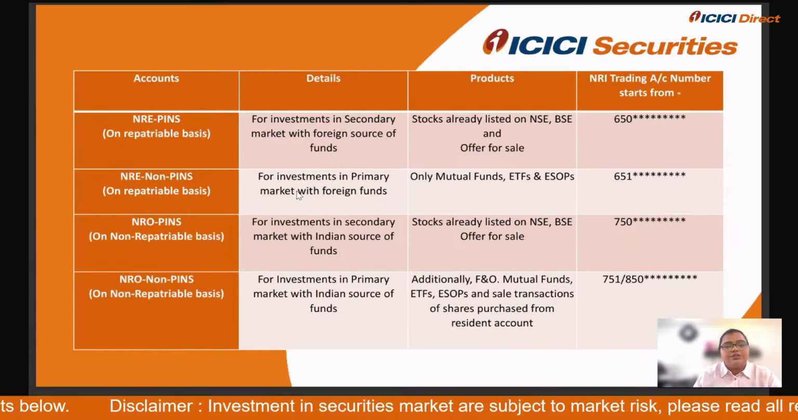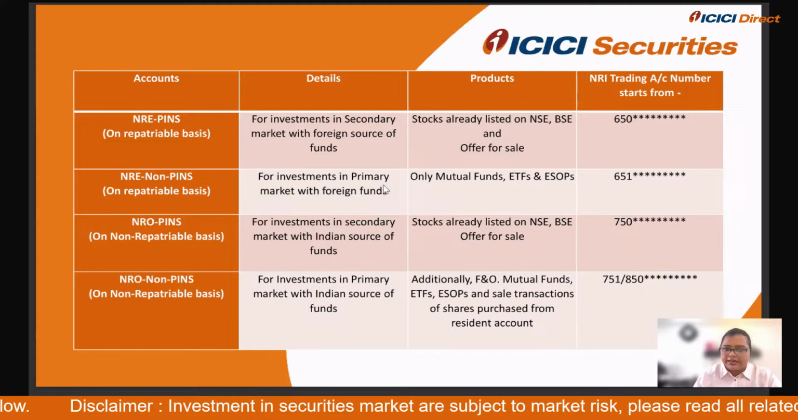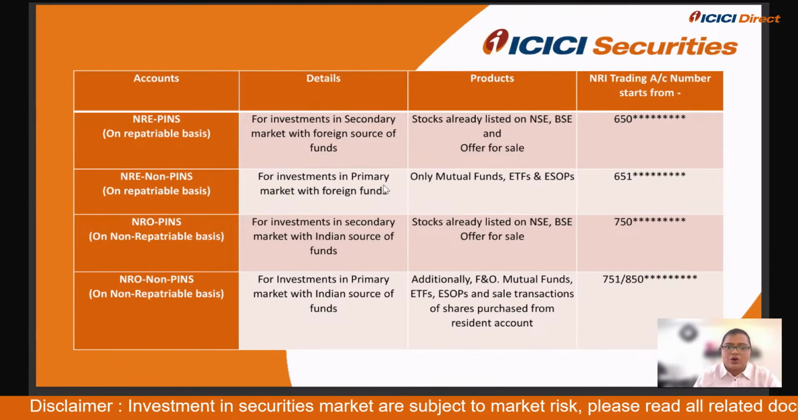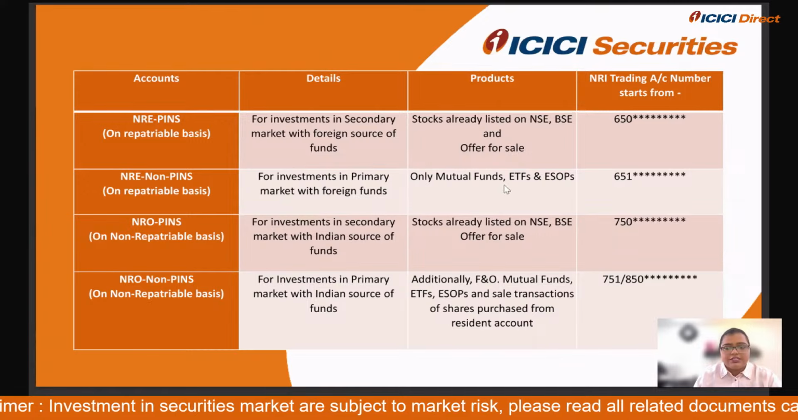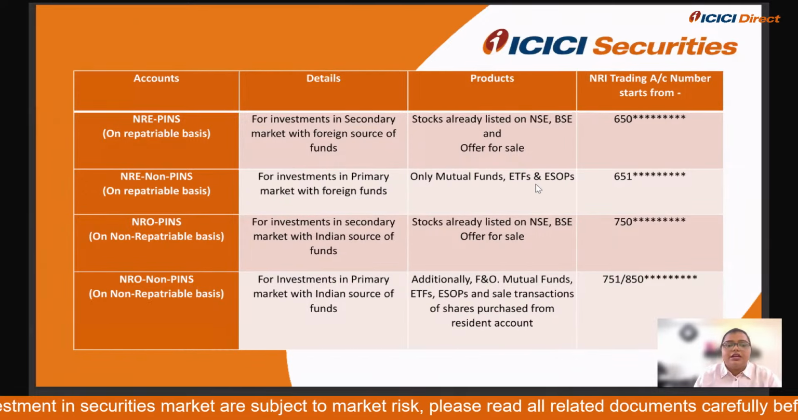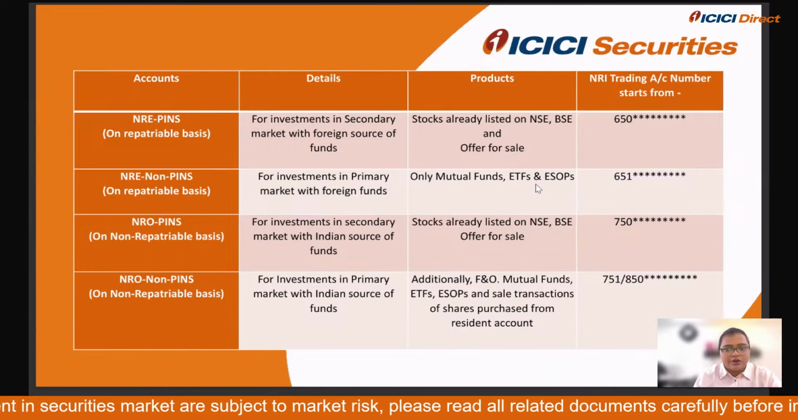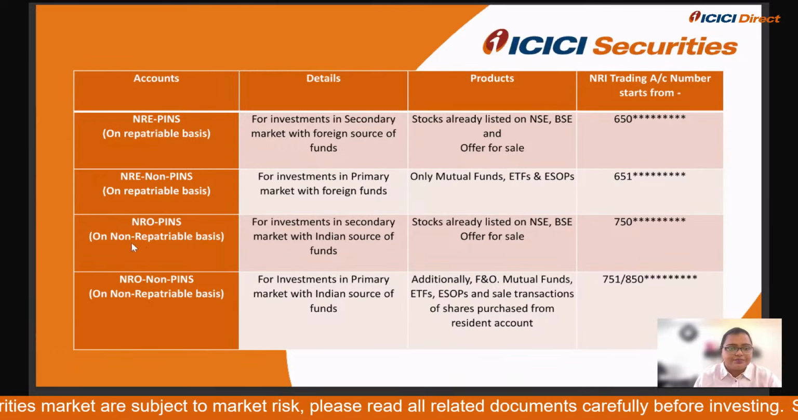The NRE non-PINS account is for investments in the primary market, mutual funds, ETFs, and ESOPs, with the foreign source of funds that you have. Mutual funds, ETFs, and, if your company is giving you any ESOPs, can be traded in your NRE non-PINS account. Since you are using your external funds, it is NRE non-PINS.